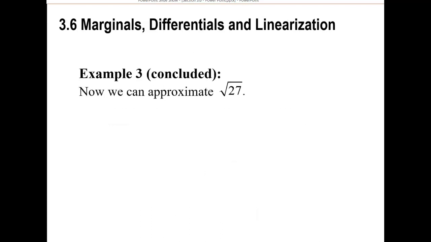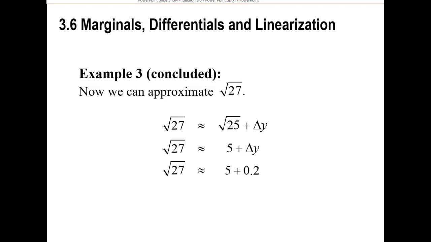Now you can approximate the square root of 27. The square root of 27 is approximately the square root of 25, because we used 25, right, initially as our x, plus what we got for our delta y. So the square root of 25 is 5. Our change in y was the 0.2. So if I add 5 to 0.2, the square root of 27 is about 5.2.